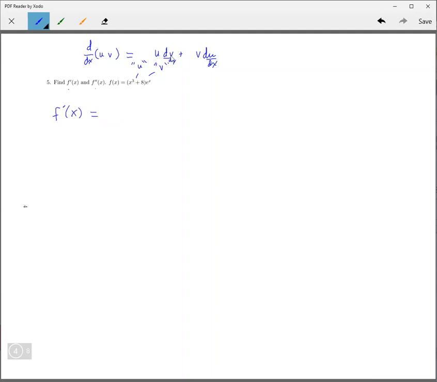Okay, so the derivative. So it'd be u times the dv. So this part times the derivative of this part, which is just one, which is itself, plus this part, e to the x, times the derivative of this part, which is 3x squared.